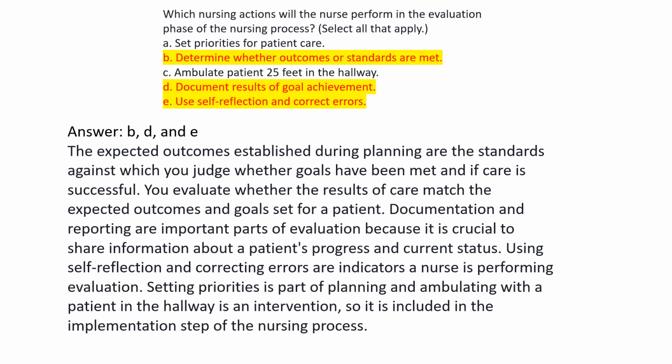The expected outcomes established during planning are the standards against which you judge whether goals have been met and if care is successful. You evaluate whether the results of care match the expected outcomes and goals set for a patient. Documentation and reporting are important parts of evaluation because it is crucial to share information about a patient's progress and current status. Using self-reflection and correcting errors are indicators a nurse is performing evaluation. Setting priorities is part of planning, and ambulating with a patient in the hallway is an intervention, so it is included in the implementation step of the nursing process.